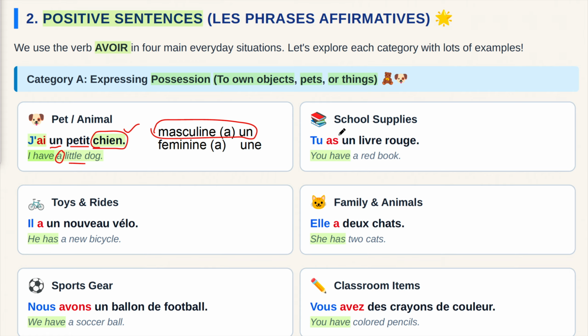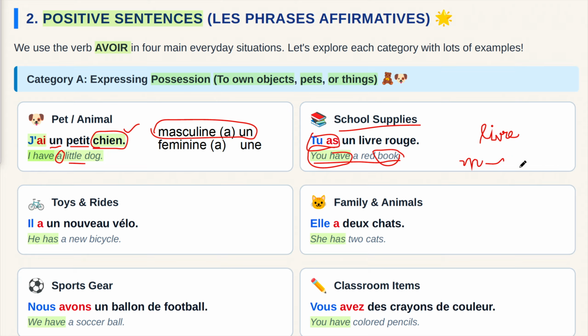Okay. For example, next we are talking about your school supplies. You're saying you have a red book. Now first of all, see, you have is nothing but tu as. Okay, tu as. Tu as is informal. Tu as a red book. Now see, book is what? Book means livre, L-I-V-R-E, livre, and book is also masculine.